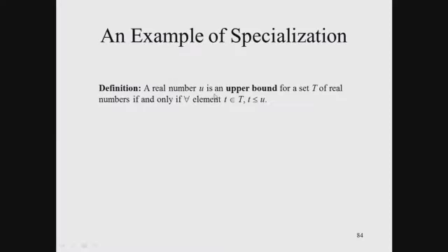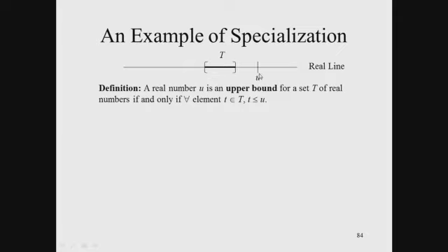Okay, let's see how this works in an actual proof. A real number u is an upper bound for a set t of real numbers if and only if, for every element t in the set, t is less than or equal to u. Now, let me show you a picture of this so that you can appreciate what an upper bound for a set is. This line represents all real numbers, and let's say we have a set T here.